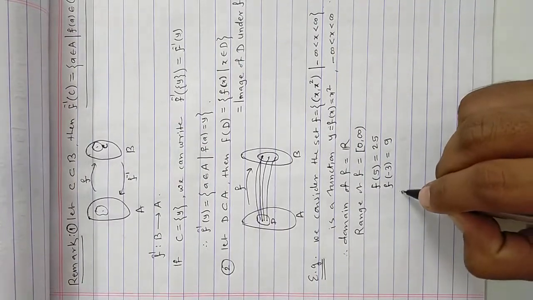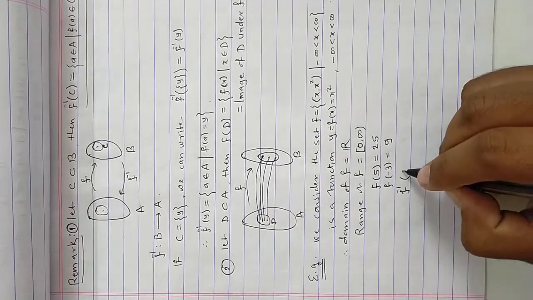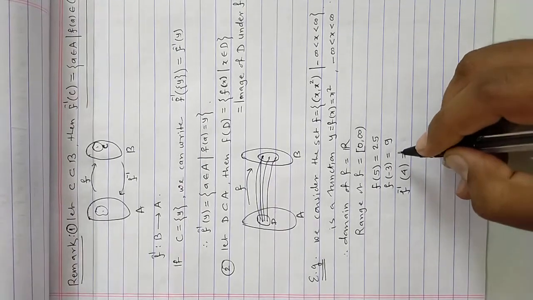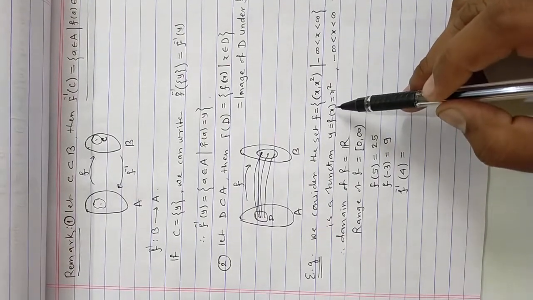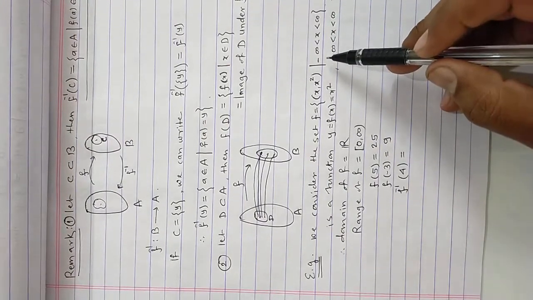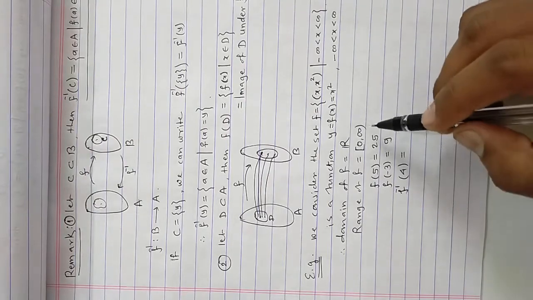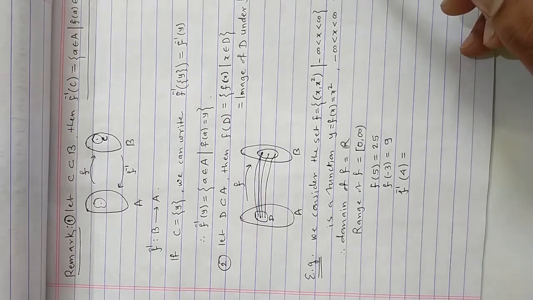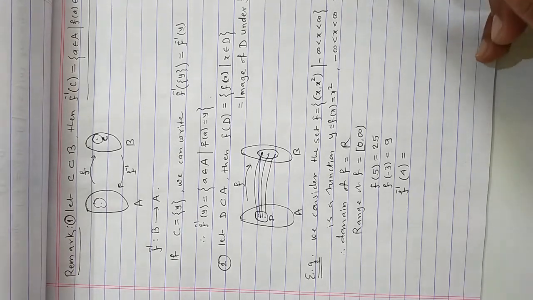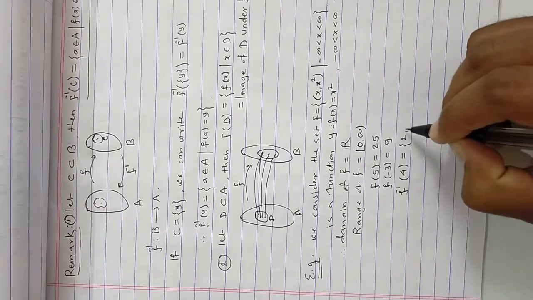So the inverse image of 4. What can be the inverse image? Because under this function, element 2 will have square 4 and element minus 2 will also have square 4, right? So there are two elements, 2 and minus 2, mapping to 4 under this function. If we want the inverse image of 4, it should have two pre-images in the domain, namely 2 and minus 2.